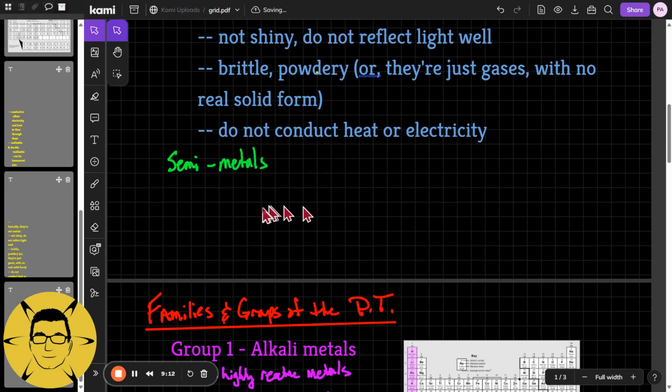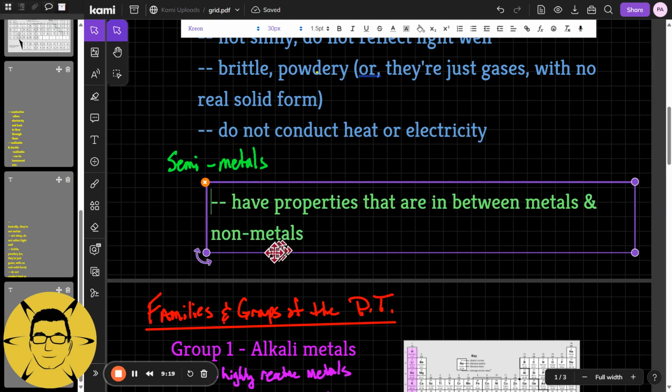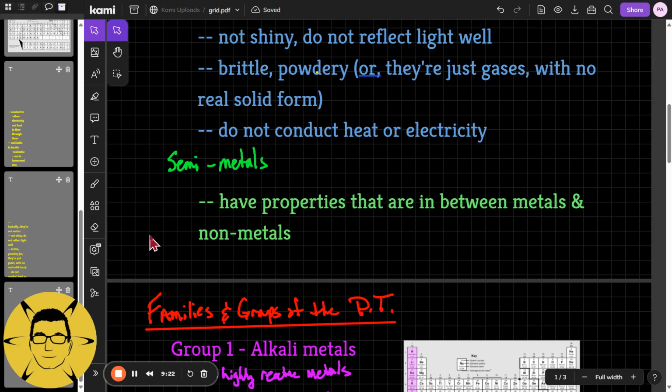Those 7 are called semimetals. Semimetals appropriately have properties that are in between. They're not great conductors. They're kind of malleable. They can be drawn into wires, but they have to be careful. They're kind of shiny, kind of not. They have properties that are in between metals and nonmetals, and those in particular are the 7.